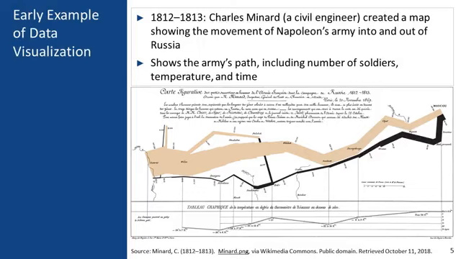One of the earliest examples of data visualization actually comes from approximately 1812, when Charles Minard, a civil engineer, created a map showing the movement of Napoleon's army into and out of Russia. While maps were very commonly used at this time, this map was unique in that it showed not only the army's path, but also included numbers of soldiers, temperature, as well as time. Take a moment to explore this early example of data visualization and how useful such a map might have been.